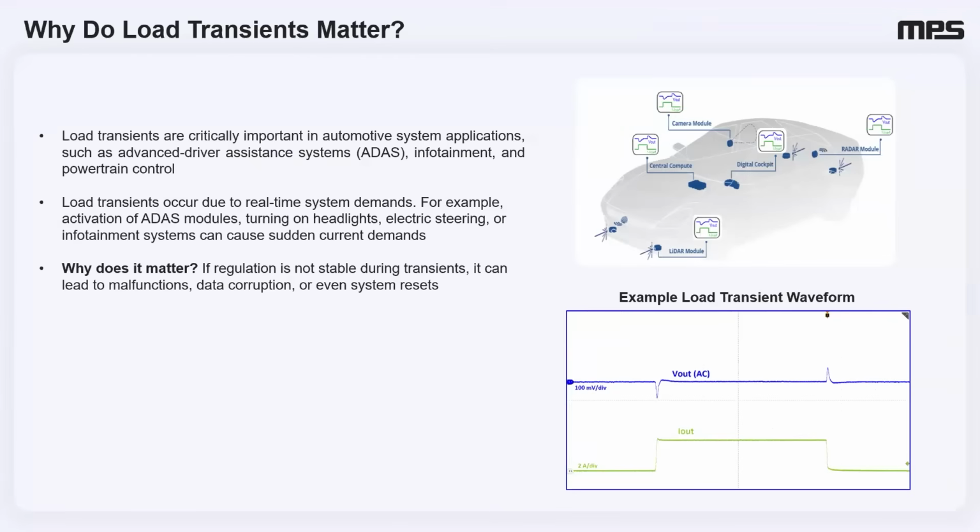So why do load transients matter in automotive? Typically, load transients refer to sudden and significant changes in the current demanded by the load. These are critically important in modern vehicles due to increasing complexity of the electronic systems. Think about ADAS systems, infotainment, or powertrain control. These aren't just luxuries anymore. They are integral to vehicle operation and safety. So load transients matter a lot.